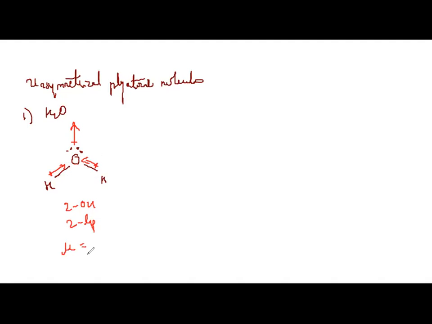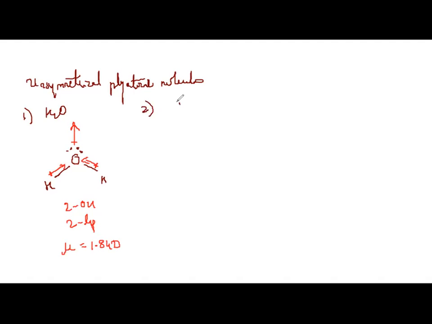Therefore, I call it a polar molecule, and the net dipole moment of water molecule is 1.84 D. Understanding? So both are in same direction. Along with these 2 OH dipoles, there is also dipole because of the 2 lone pairs. They will also add up to the resultant dipole.